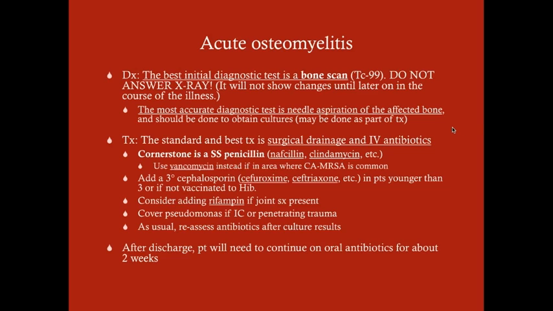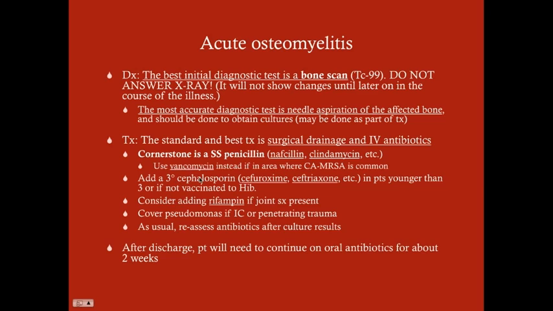The cornerstone is a semi-synthetic penicillin, something that is effective against Staph aureus. So nafcillin, clindamycin, etc. You can use vancomycin if you are practicing in an area where community-acquired MRSA is common, but don't worry about that for the USMLE unless they tell you that it's a MRSA infection. For the USMLE, you can assume that you're not in an area where community-acquired MRSA is common unless you're told otherwise. So a semi-synthetic penicillin.